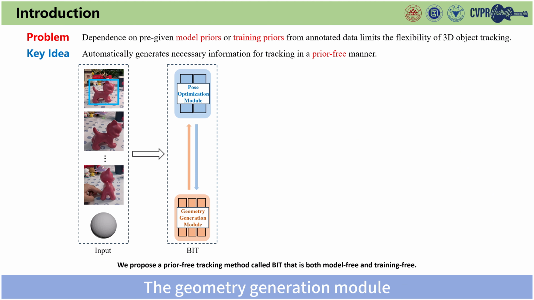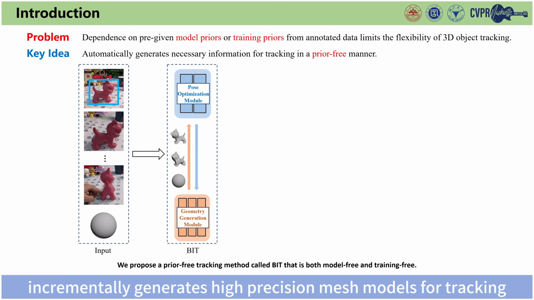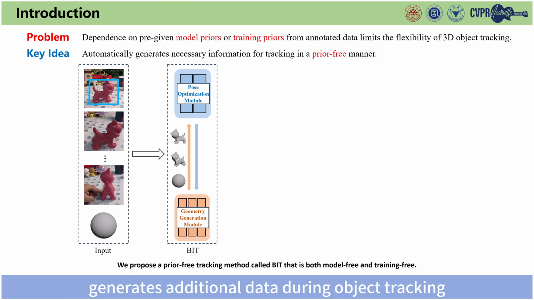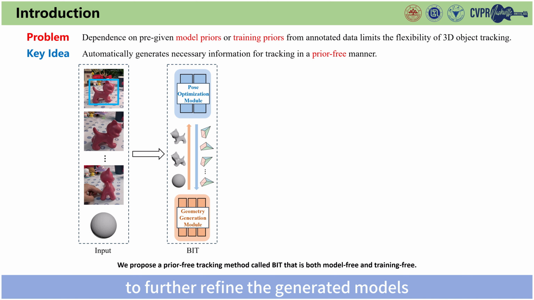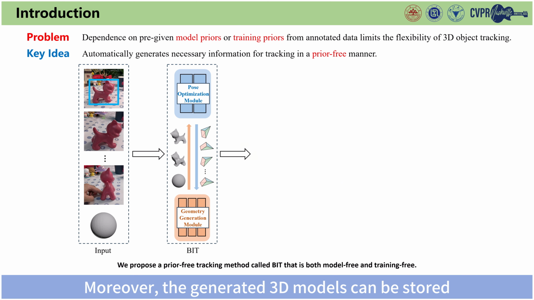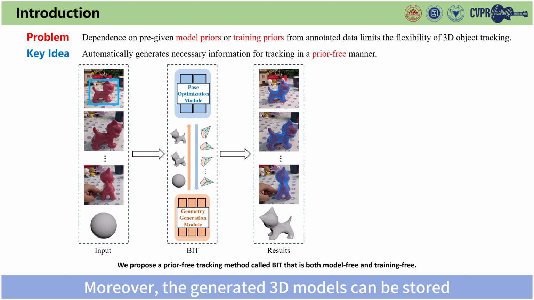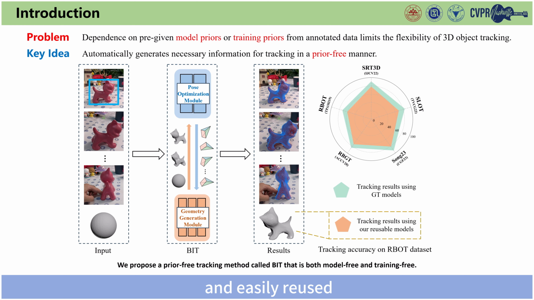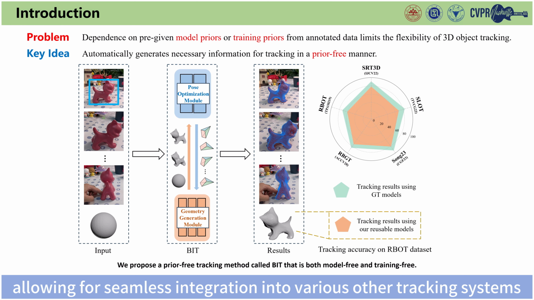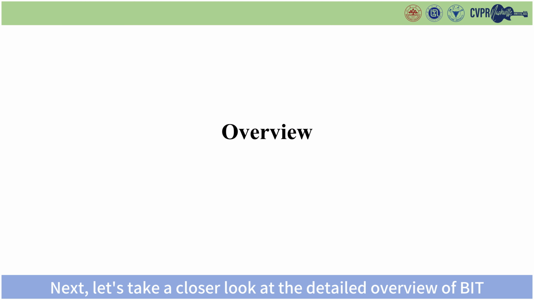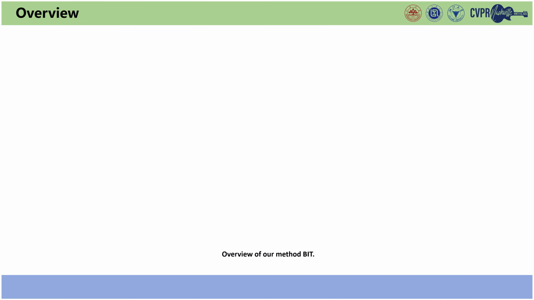The geometry generation module incrementally generates high-precision mesh models for tracking, while the pose optimization module generates additional data during object tracking to further refine the generated models. Moreover, the generated 3D models can be stored and easily reused, allowing for seamless integration into various other tracking systems. Next, let's take a closer look at the detailed overview of BIT.